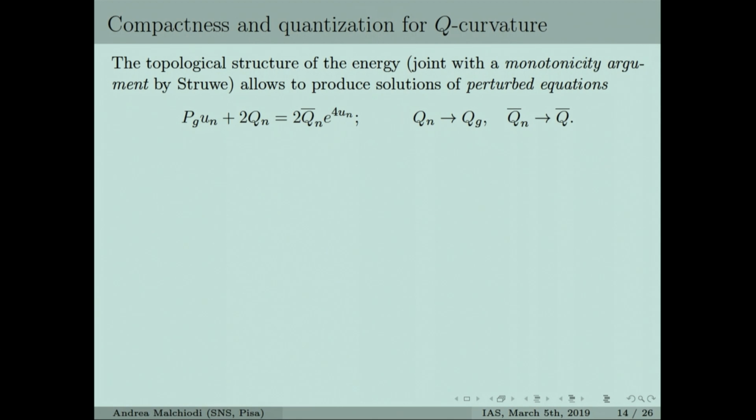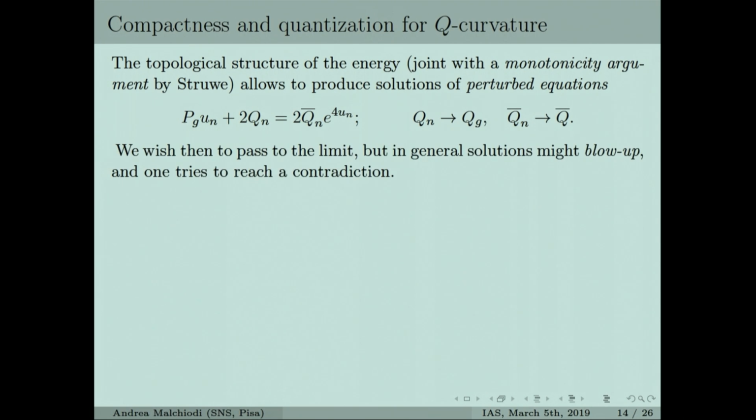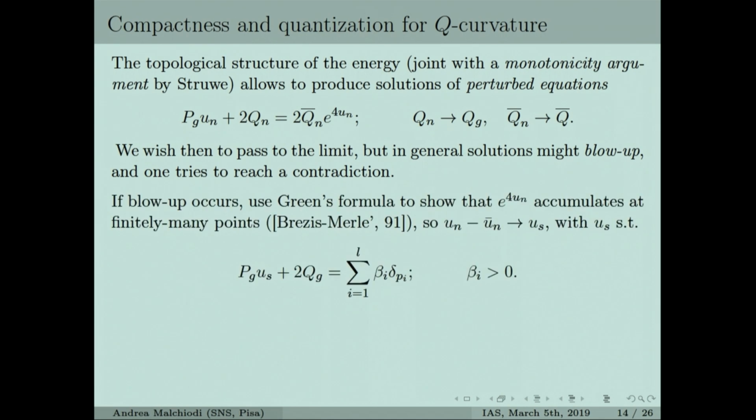And then you can have your data converge to the original ones, and you try to understand whether solutions stay compact or not. If you wish to pass to the limit, in general you might expect loss of compactness, and then you try to reach a contradiction. The contradiction comes, in fact, from this non-quantization assumption that we have.